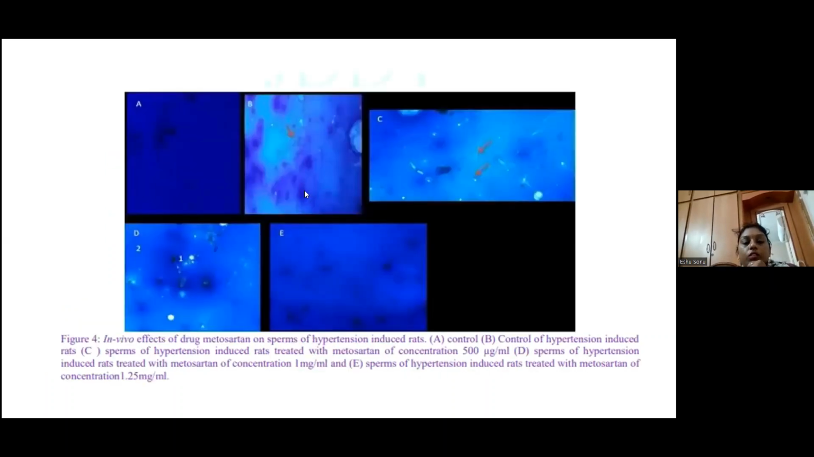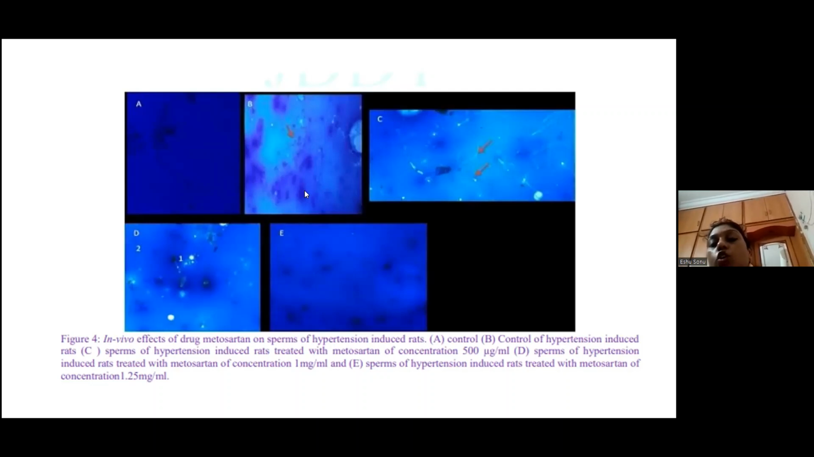Sorry. So next one is sperms. You can clearly see A is the control, where you can see the sperm, and B is the hypertension induced control, and C is the metosartan treated with 500 μg, and D is the sperms treated with metosartan 1 mg per ml. So you can see the difference where sperm breakage is there, in the C where I have put a red mark. There you can see white color.